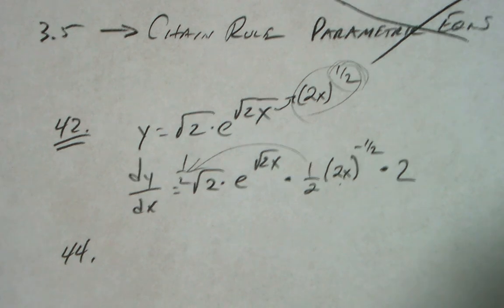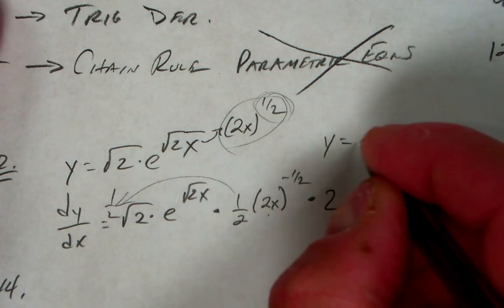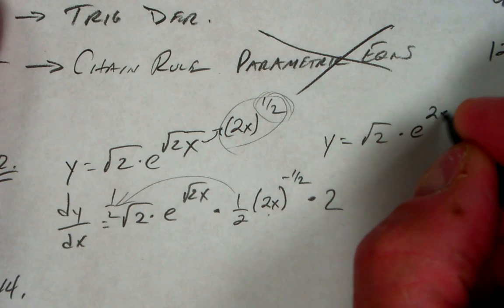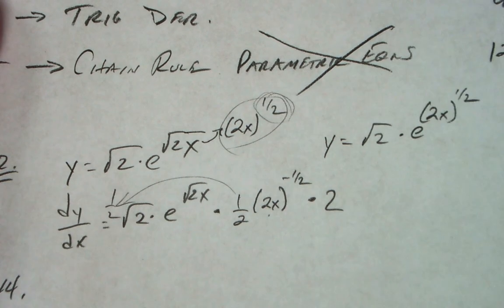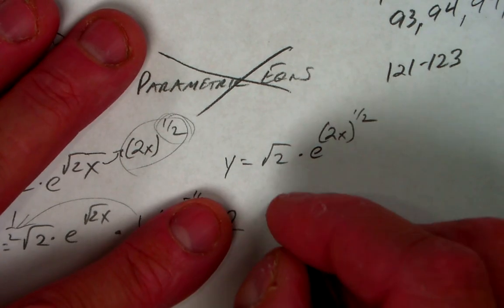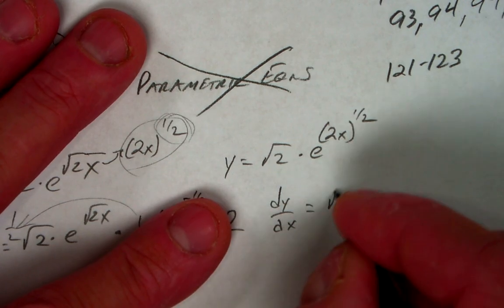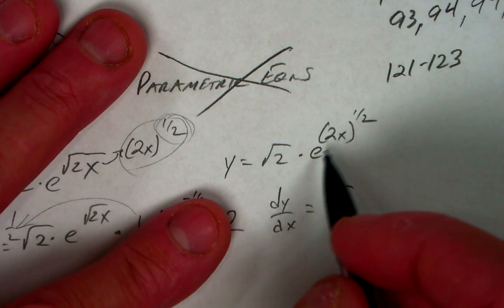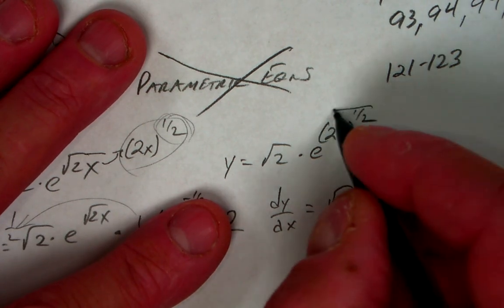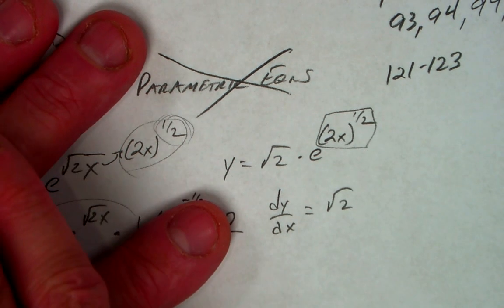Okay, so maybe let me write it just a little bit cleaner for you. Square root of 2 times e to the 2x to the 1/2. Okay, so then this square root of 2 is just along for the ride. Equals the square root of 2, just stays there. And then this right here, I think I see what you're saying. It doesn't matter what this is. The derivative of that's just going to be e to that same thing. Okay?